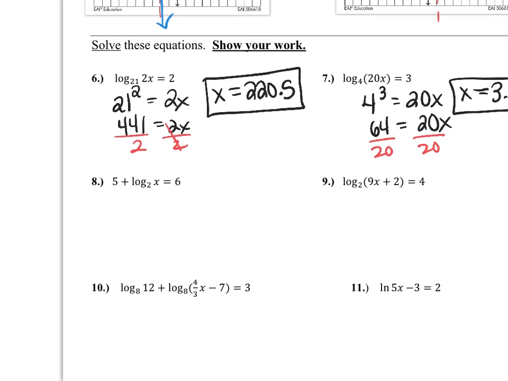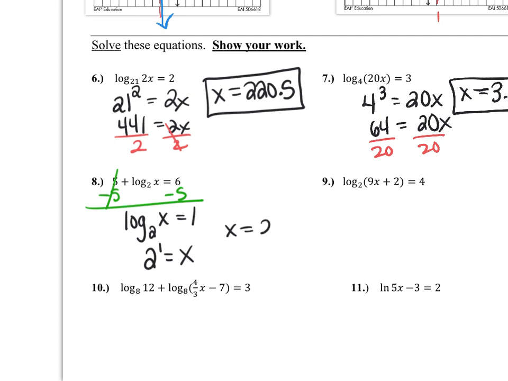Number 8. 5 plus log base 2 of x. First step is we need the log all by itself. So we're going to subtract 5 from both sides. We get log base 2 of x equals 1. Now we've got one log. Rewrite in exponential form. 2 to the first equals x, which is just x equals 2.